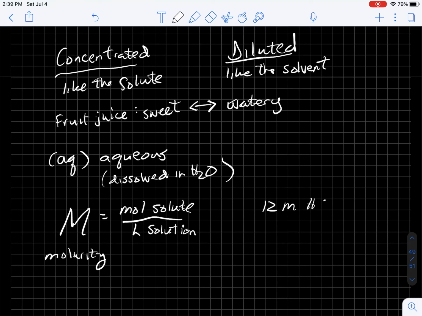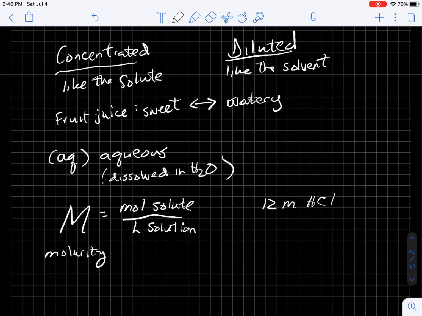Let me give you an example where this is important. If we have 12 molar hydrochloric acid, which is the most concentrated we can buy, as soon as you take the lid off of the jar, you start to see vapors rise up, and you could choke and kill yourself because it's going to start to dissolve your eyes, your throat, your lungs, etc.